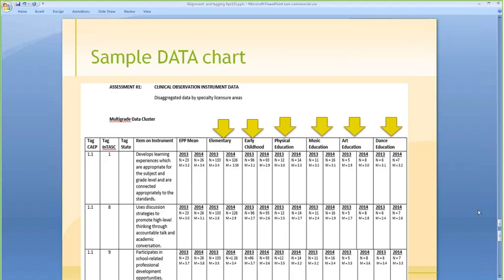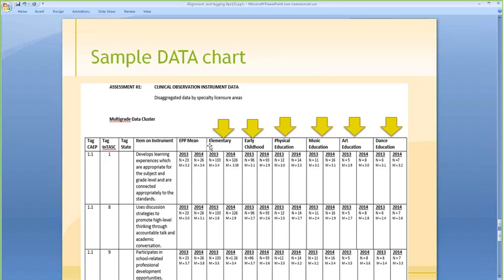So here's a sample data chart that I used when I presented on Standard 1. If you want to see a whole ton of data charts, you can go to my Standard 1 presentation or ask me for the PowerPoint. And here's what they've done here. They've tagged to CAPE 1.1. They've tagged to MCASC.